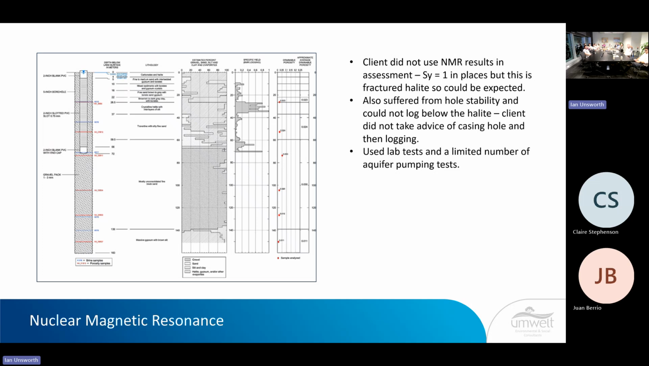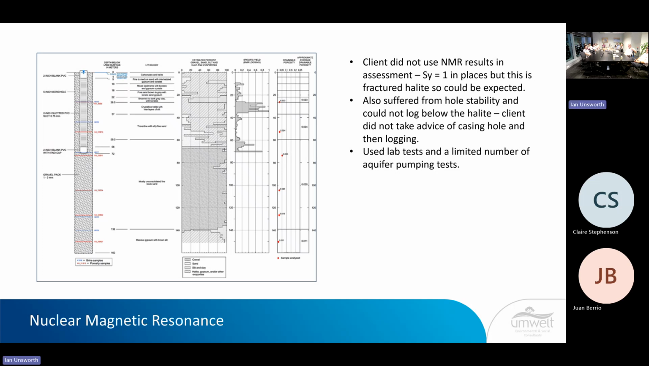And then the red dots on the right are lab measurements, and they don't match very well. So the client decided they didn't trust the geophysics and didn't use it. But I would say a yield of close to 1 is achievable in fractured halite. And they also ignored the advice to case the holes and run it in cased holes, because the reason the data only goes down halfway is that the bores kept collapsing.